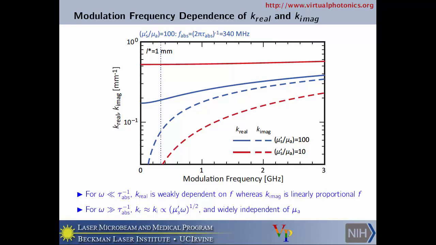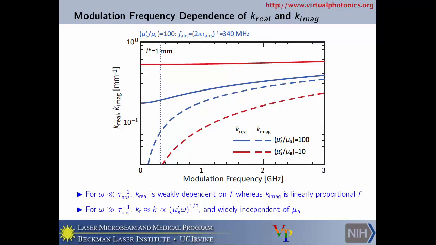So here what I've done is I've actually flipped the curve that Bruce showed you earlier. He had modulation frequency on the y-axis and the k real and k imaginary on the x-axis, which I think is how electrical engineers actually visualize their k real and k imaginary. But in practicality, your independent variable is modulation frequency. This is what you have direct control over experimentally, and you want to see how the attenuation changes.